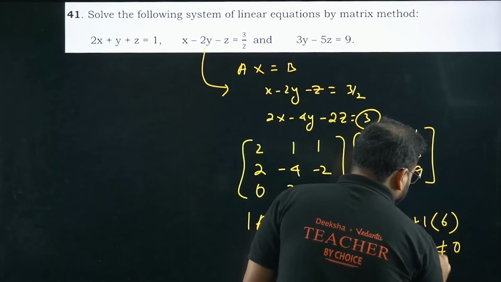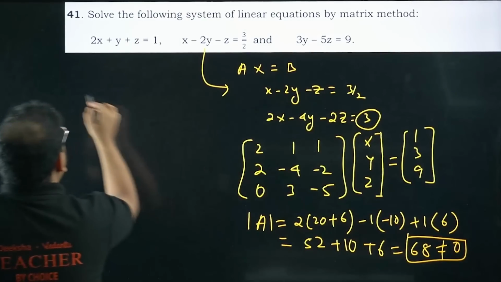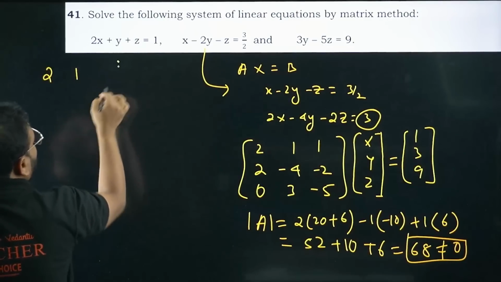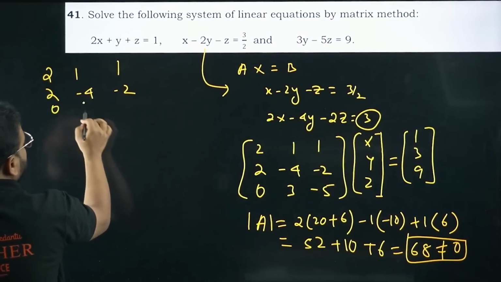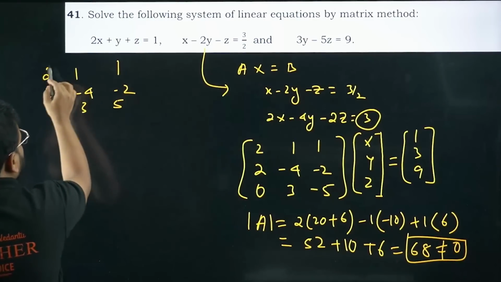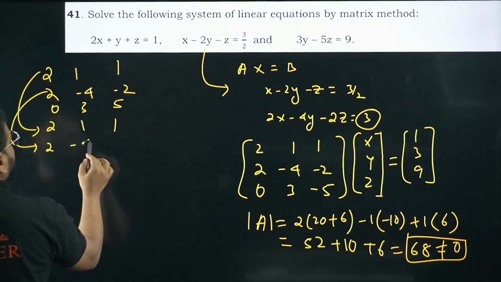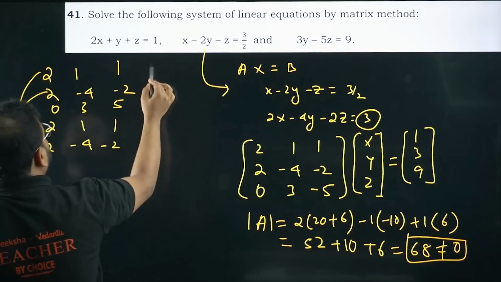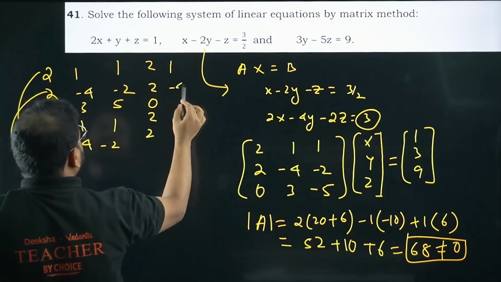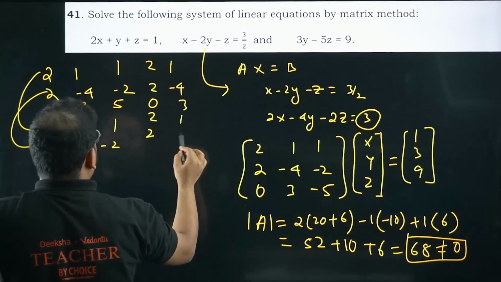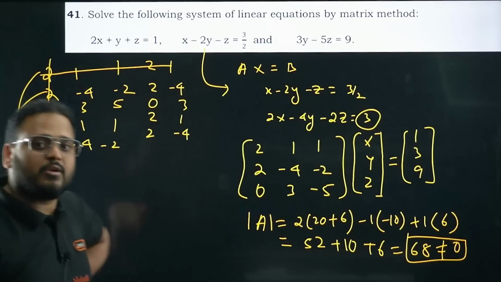It is not equal to 0, which means I can find the adjoint of the matrix. How do you find the adjoint of the matrix, sir? I've taught you this. Write the matrix once again: 2 1 1, 2 minus 4 minus 2, 0 3 and 5. Write the same columns again, 2 1 1, same rows. Here also write the same thing again, 2 minus 4 and minus 2. Repeat the columns once again. Cancel the first row, first column, and then start solving for the adjoint.